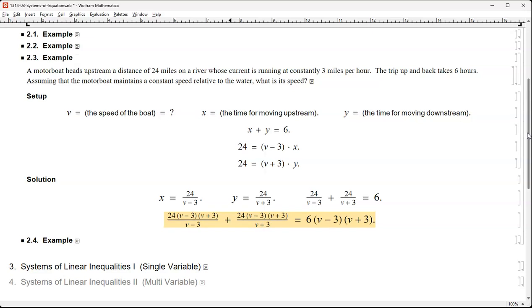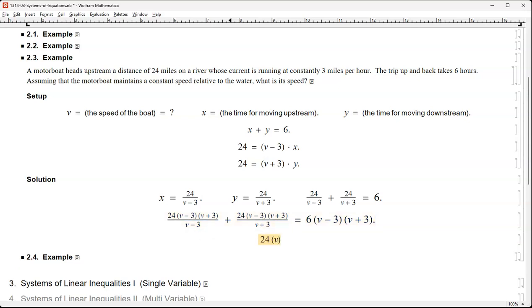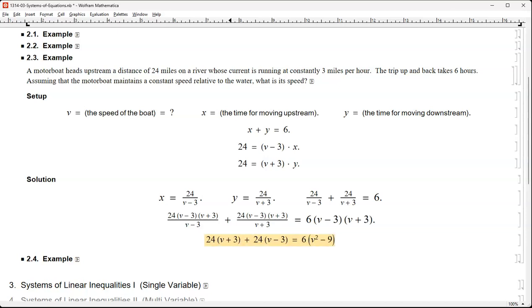Okay, we're almost there. How do you get this thing done? Well, look at this simplification. V minus 3 over v minus 3, that's going to go out so that we get 24 times v plus 3. Do not break up the numerator. That's going to defeat the purpose. The purpose of step 1 is to remove the denominator. Remember that. And then v plus 3 goes out, 24 times v minus 3. And on the right hand side, if you multiply out v minus 3 times v plus 3, you're going to get v squared minus 9.